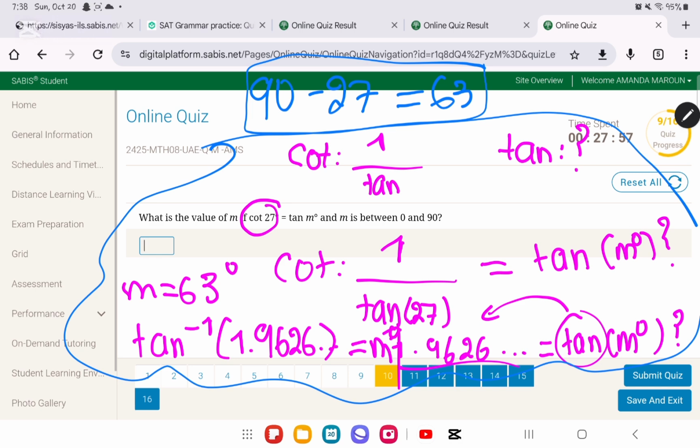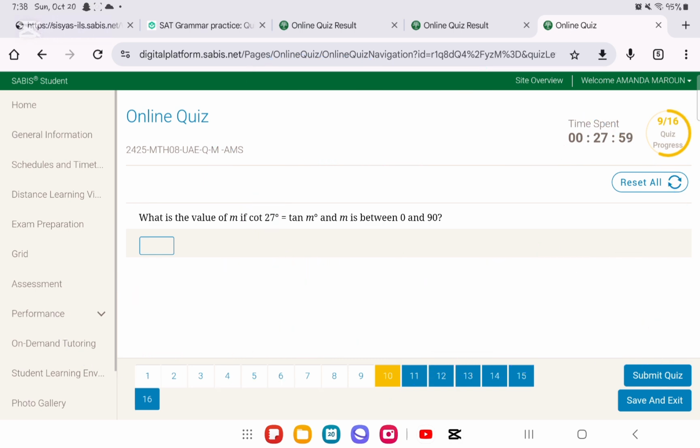Why? Because they are related. Cotangent and tangent are related. So to find the tangent from the cotangent, we can easily do 90 minus 27, and then we get 63.